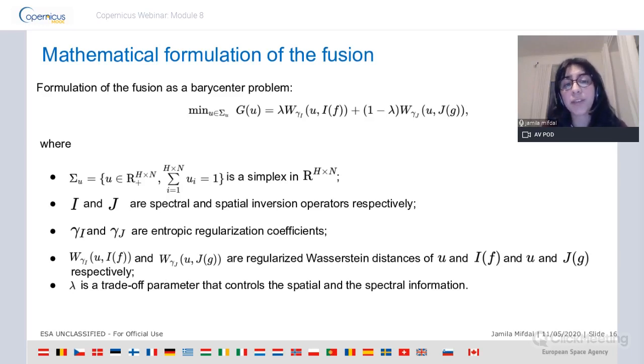You can notice that these two terms are weighted by two weights, lambda and 1 minus lambda. These weights give us the possibility to choose if we want to have more spectral information or more spatial information. So lambda is a trade-off parameter.